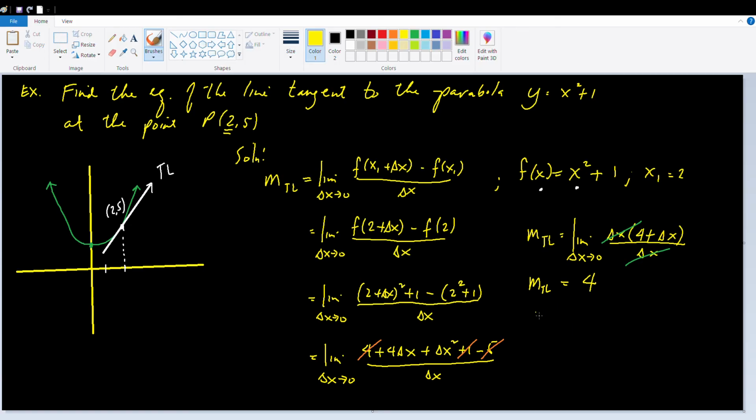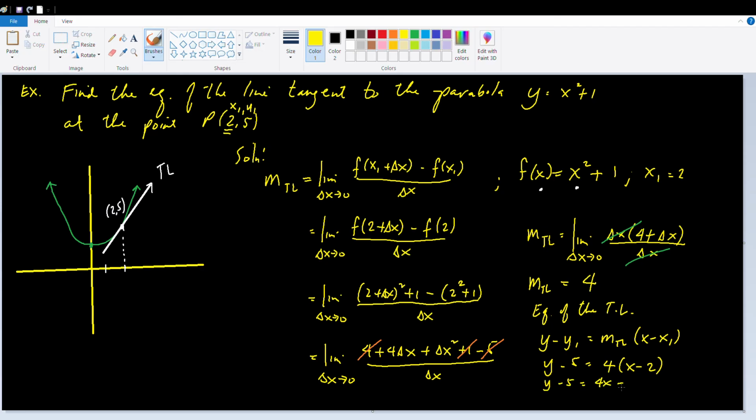So for the equation of the tangent line, we use the point-slope form. So y minus y1 equal to the slope of the tangent line times x minus x1. What is my y1? My y1 is 5. The point 2, 5 is your x1, y1. So y minus 5 equal to the slope 4 times x minus x1, which is 2. So that is y minus 5 equal to 4x minus 8.